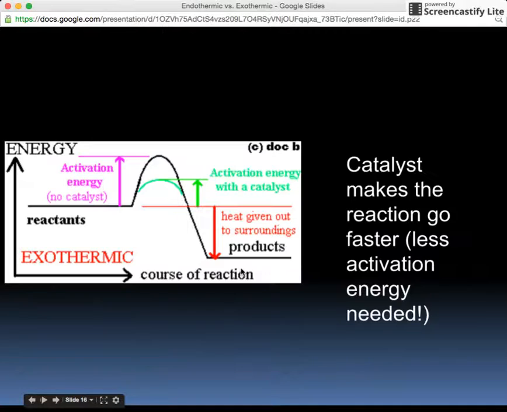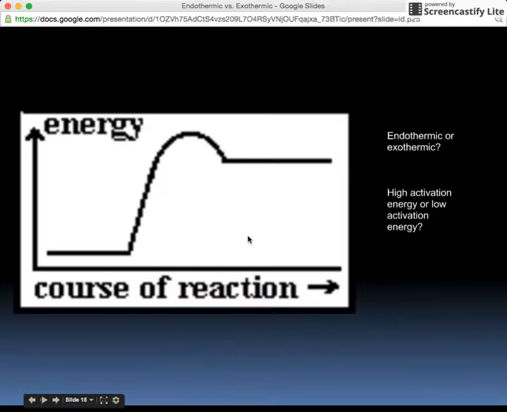Sorry for that interruption. So we can also look at things like catalysts. You may remember from biology, a catalyst is used in a bodily reaction, but essentially, it lowers the amount of energy you need to start a reaction. So catalysts just make things go a little bit faster and are actually quite useful in biology. So when we're looking at this, I want you to try to figure out, is this endothermic or is this exothermic? And is the activation energy high or low? So pause the video and try to figure it out.